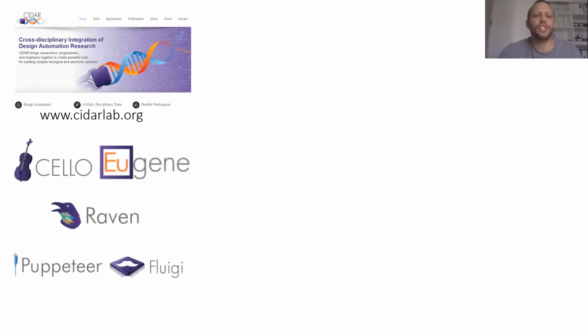So my lab takes concepts from electrical engineering and applies them to the creation of biological systems. It makes tools like Cello that take high-level descriptions and compile them to DNA circuits. Eugene, a programming language which describes the way in which synthetic biological circuits and pieces can be composed. Tools like Raven that design assembly plans for those DNA segments. And then tools like Puppeteer, which then plan how liquid handling robots can put those pieces of DNA together.